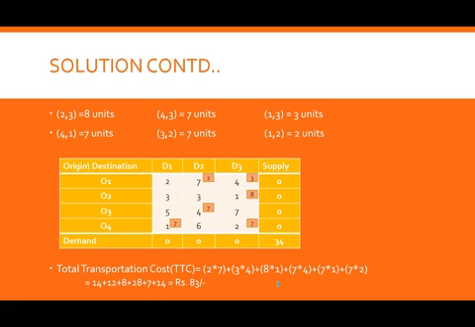So I add 14 plus 12, which will be 26. 26 plus 8, 34. 34 plus 28, 62. 62 plus 7, 69. 69 plus 14, 83. So my total transportation cost is 83 rupees.